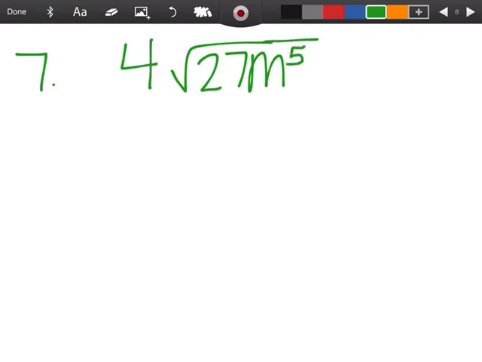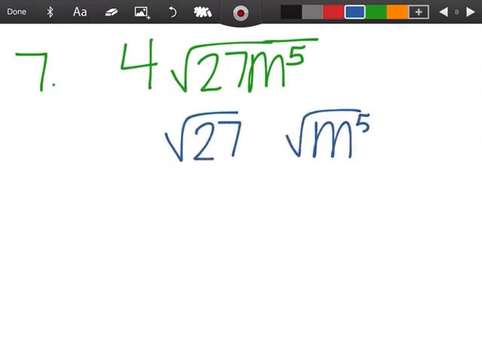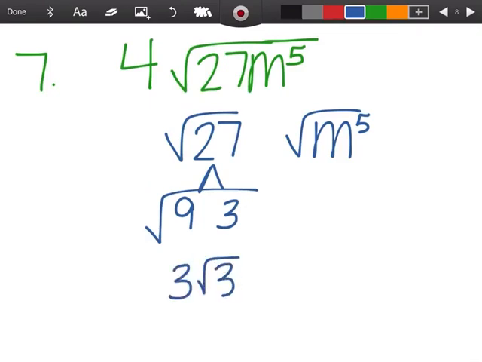So this 4 being out front just means my final answer is going to, whatever number's out front, I'm going to have to multiply by 4. So I'm not going to ignore it forever, I'm just going to leave it alone for right now. I'm going to split up the root to be the square root of 27 and the square root of m to the 5th. So the square root of 27 factors into 9 and 3. So the square root of 9 is 3. The square root of 3 does not simplify. And then we'll deal with the 4 at the end. It wouldn't be wrong to deal with now, but we'll just wait till the end.